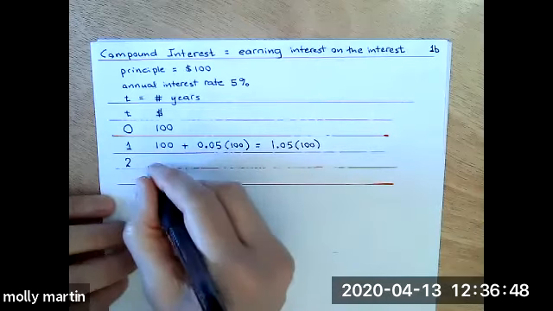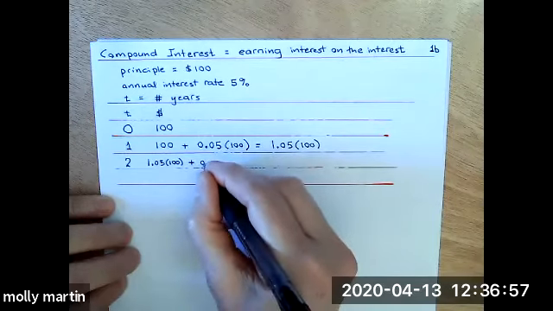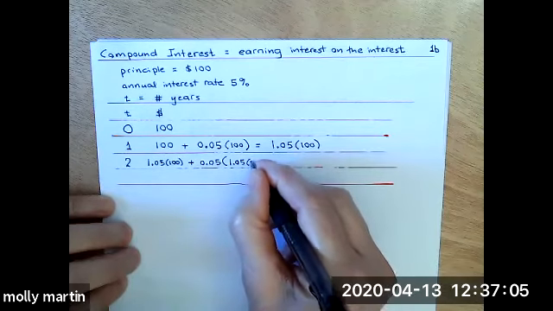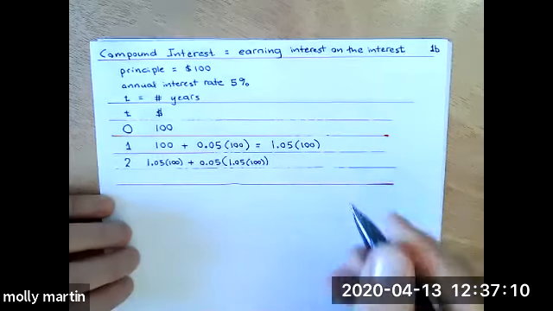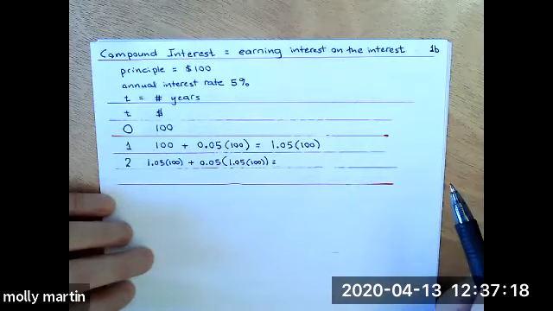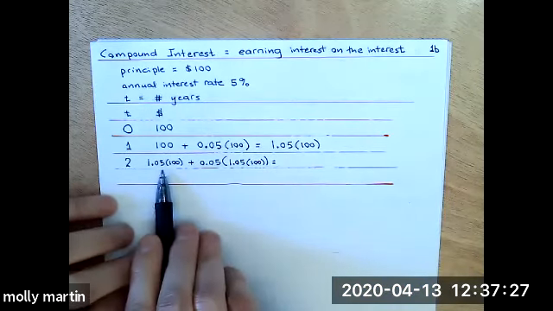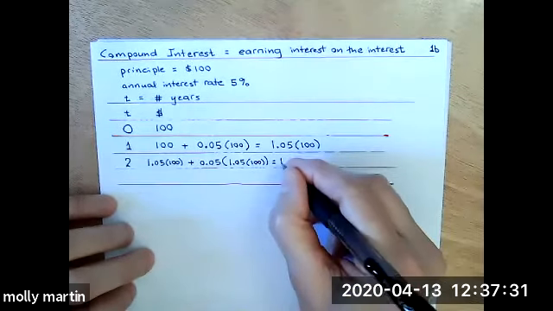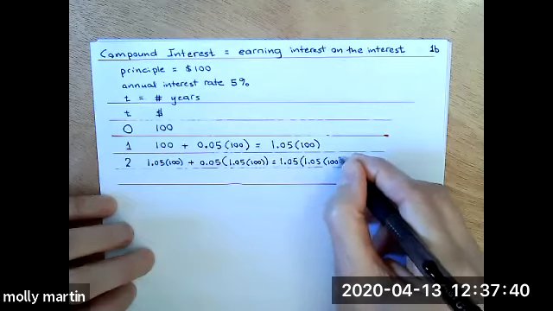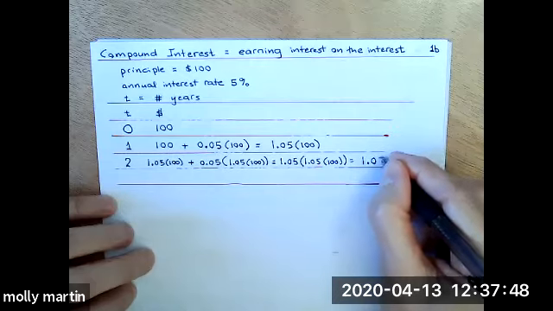The second year, we have $105 plus 5% of $105, which is $110.25. That 25 cents is the interest on the interest. But we're going to simplify this as one of these plus 0.05 of these. So that's 1.05 times 1.05 times 100. 1.05 times 1.05 is 1.05 squared.